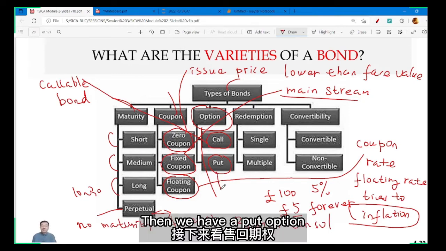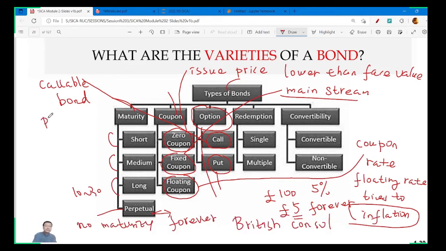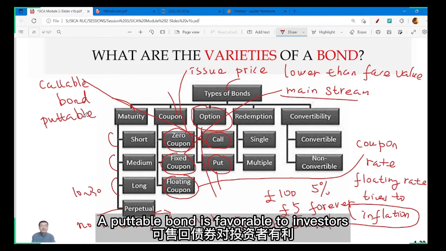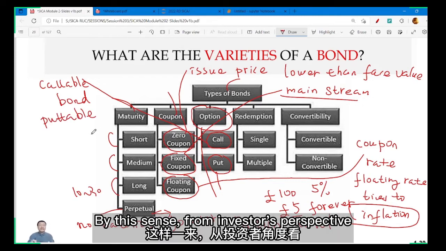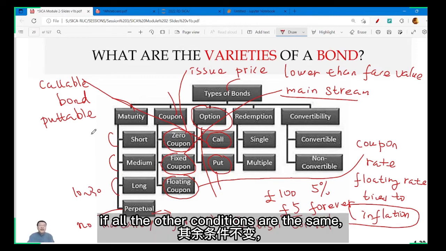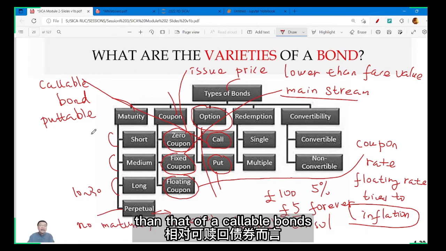Then we have a put option. A bond with a put option is called a puttable bond. A puttable bond is favorable to investors, but unfavorable to bond issuers. By this sense, from the investors' perspective, if all the other conditions are the same, a puttable bond is more valuable in the market than a callable bond.